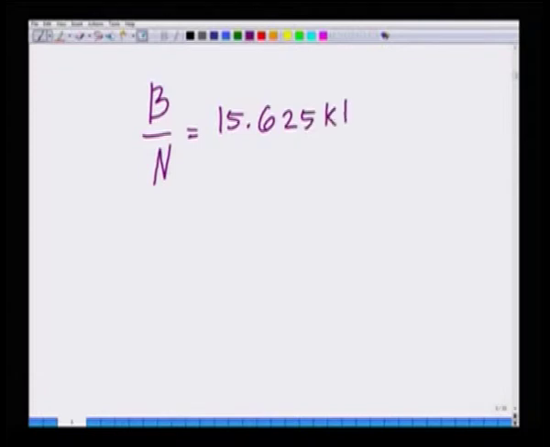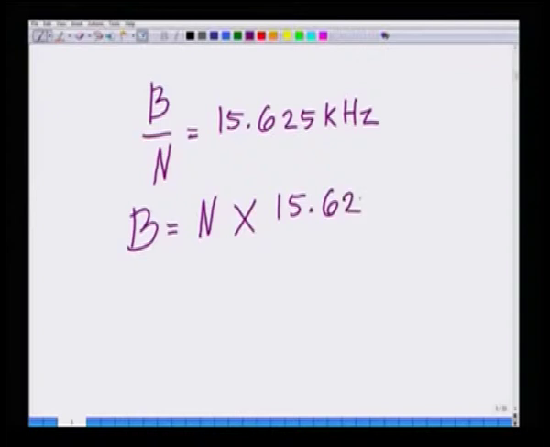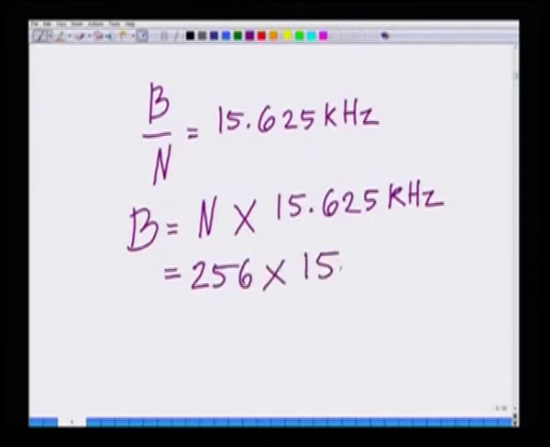15.625 kilohertz, which means B is equal to N times 15.625 kilohertz, which is essentially equal to, we said N equals 256 subcarriers, hence this is 256 times 15.625 kilohertz. This is nothing but 4 megahertz.